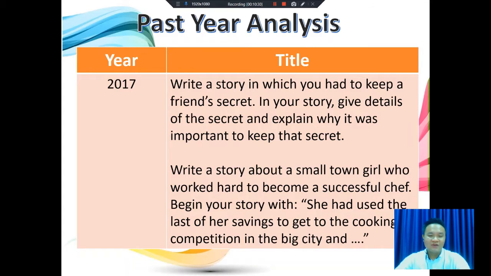Next, write a story about a small town girl who worked hard to become a successful chef. Begin your story with "She had used the last of her savings to get to the cooking competition in the big city," and you try to complete the story. So this has to do with cooking. If you watch a lot of cooking shows like Gordon Ramsay and Anthony Bourdain, these are the things that you can explore and write.